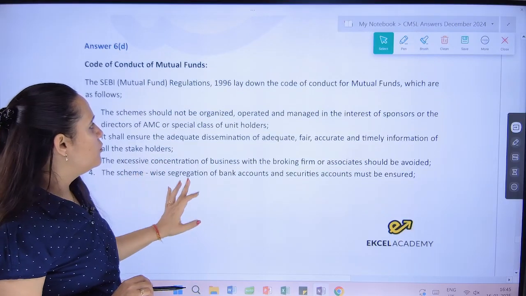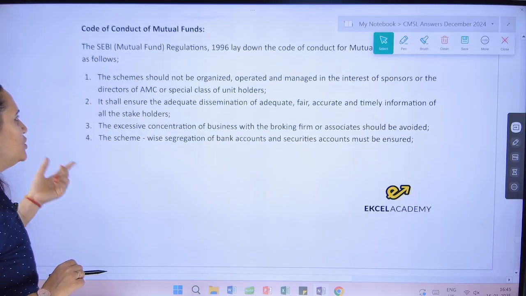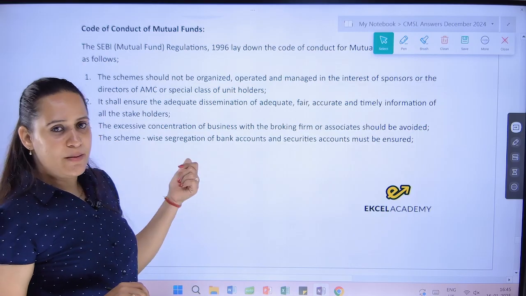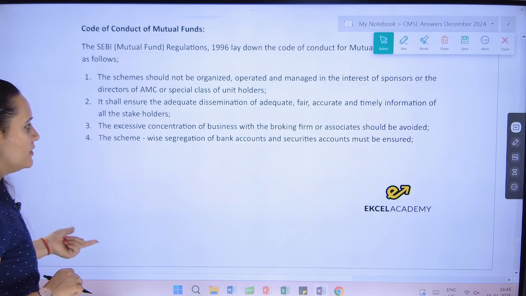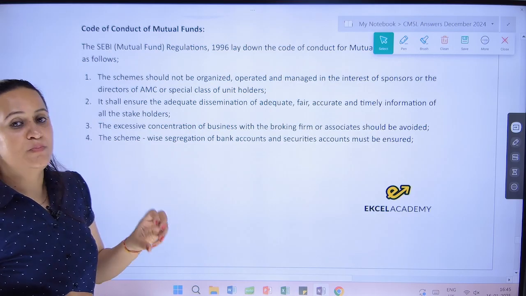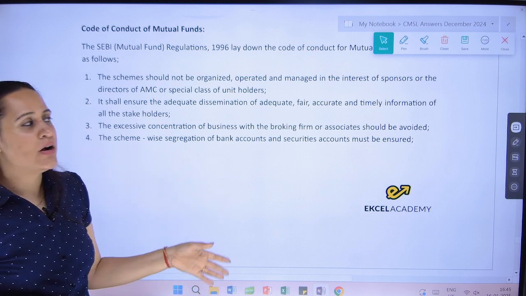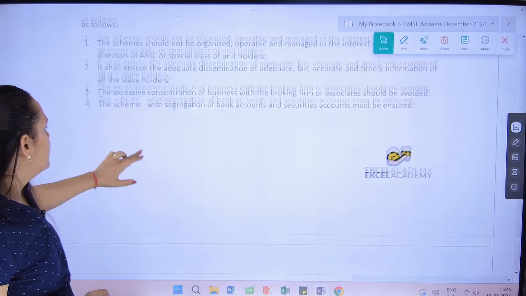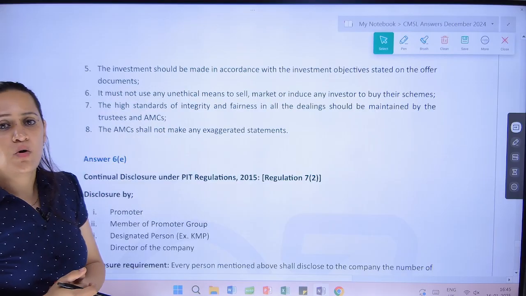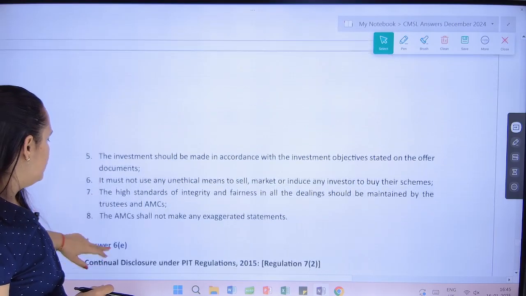Next is code of conduct on mutual fund. The mutual fund regulation talks about the code of conduct for the mutual fund. You can mention that it should ensure proper dissemination of information, timely information should be given. Excessive concentration of business with brokering firms should be avoided. They should have in-house people who are going to manage rather than relying on stock brokers. Scheme-wise segregation of books of accounts is required to be maintained, right? All these are the obligations, code of conduct that is required to be followed by the mutual funds.